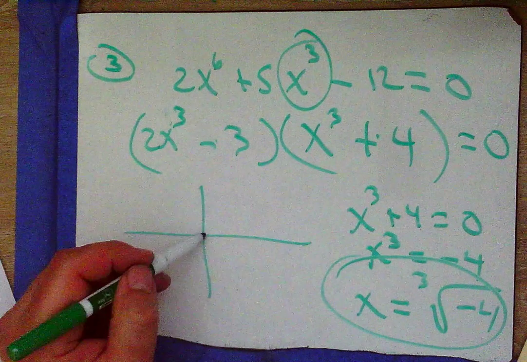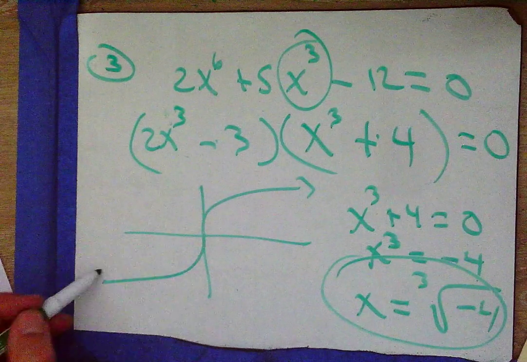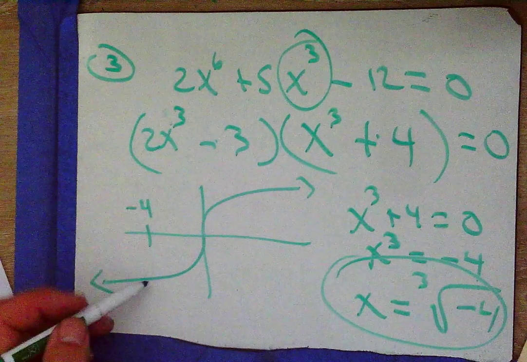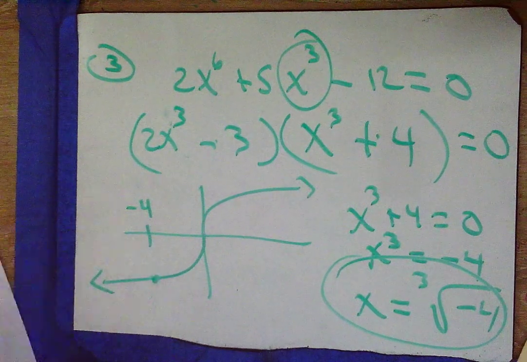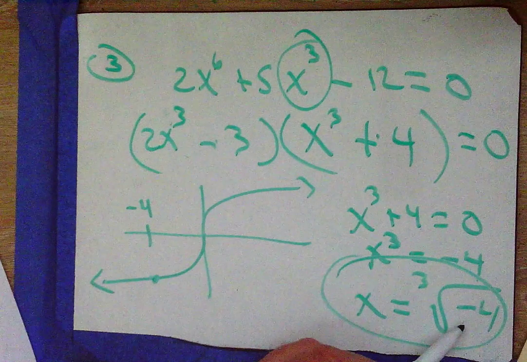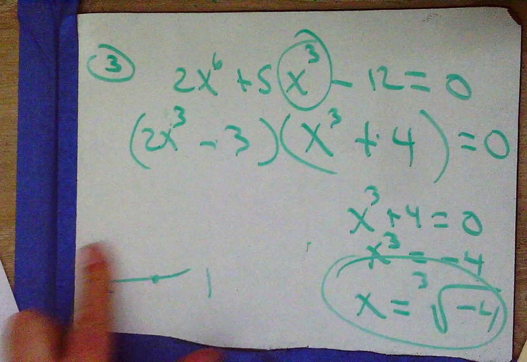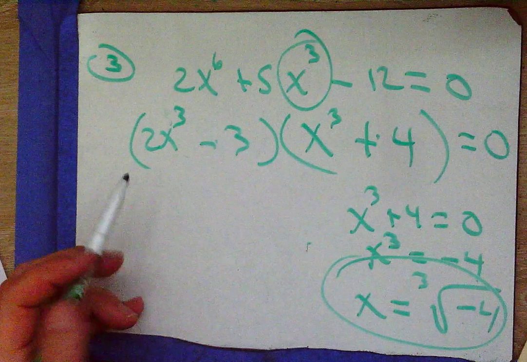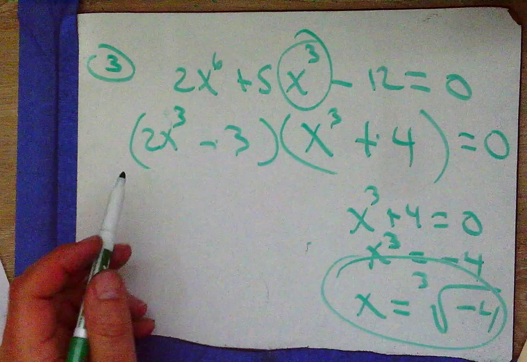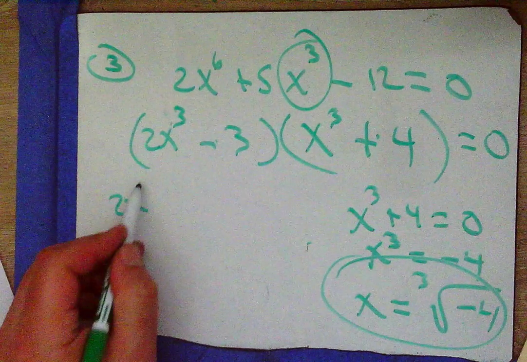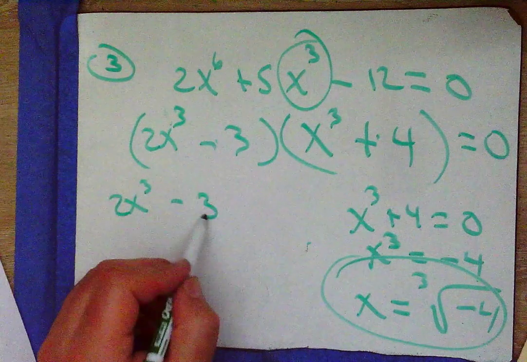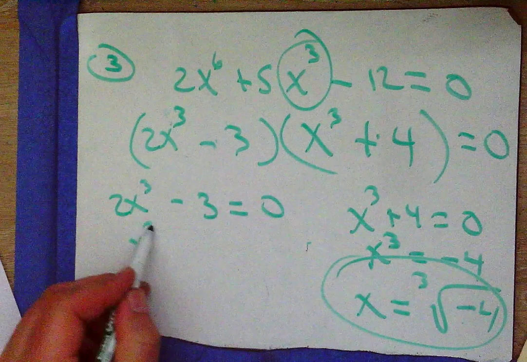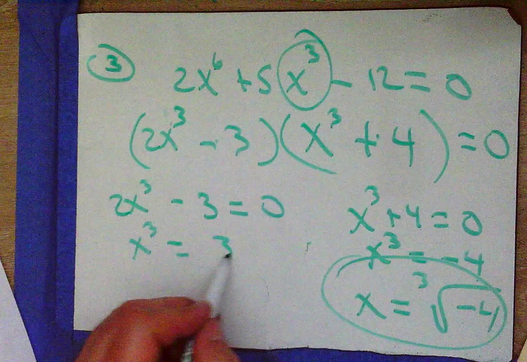Think about that graph. There's our cube root graph. Look over here. Here's negative 4. Is there a y value there? Sure is. So this must be a real number. Now, if this was squared, x squared plus 4, no, I couldn't do that with real numbers. Don't forget to set this factor equal to 0. So I get x to the 3rd equals 3 halves.